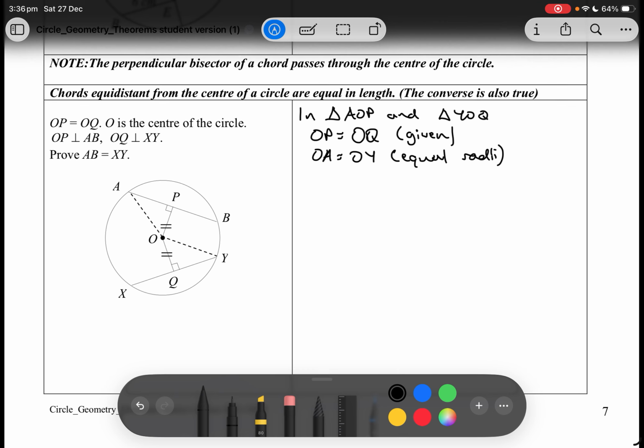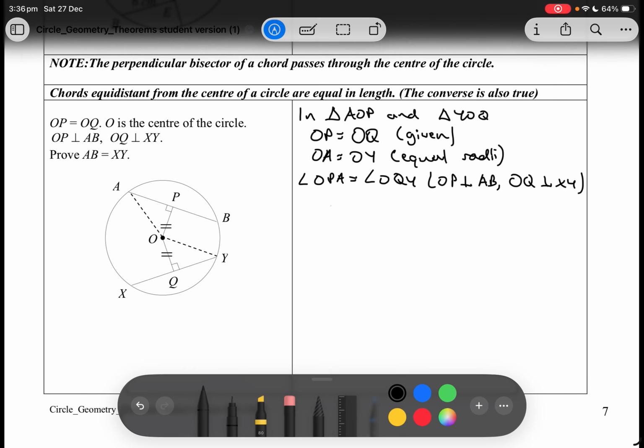And we know that angle OPA is equal to angle OQY. The reason is that we're told that these are perpendicular lines. So we know that OP is perpendicular to AB and OQ is perpendicular to XY.